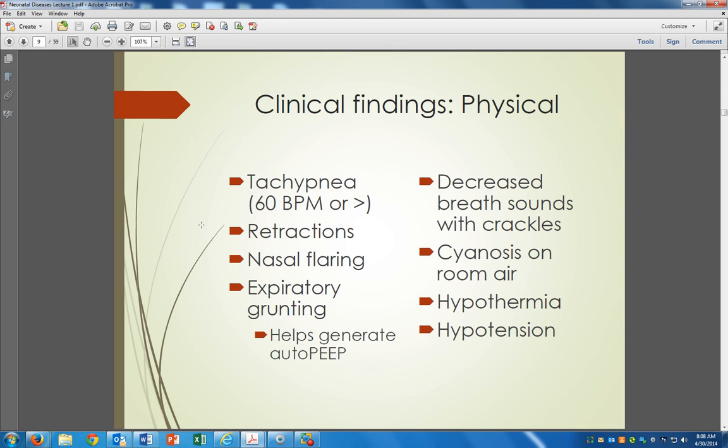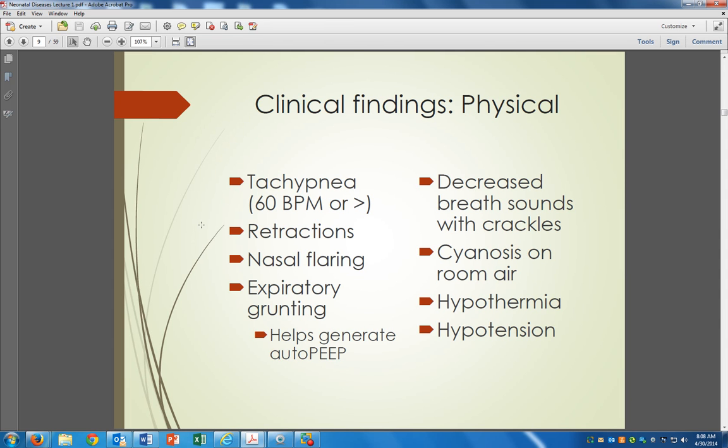Cyanosis on room air. So the baby will turn blue very quickly if they get into real trouble. And keep in mind, unlike adults, it can happen within 60 seconds or 30 seconds as the baby begins to shut down.